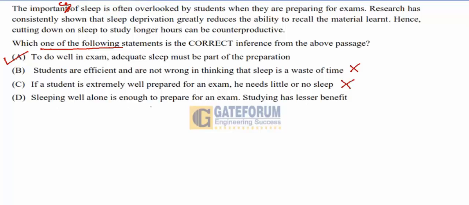Sleeping well alone is enough to prepare for an exam. Studying has lesser benefit. And naturally, I don't need to explain this. This is wrong. So as you can see, the correct one is indeed A.